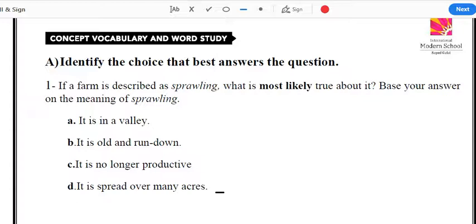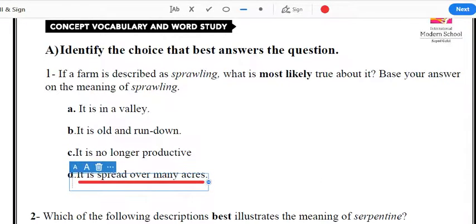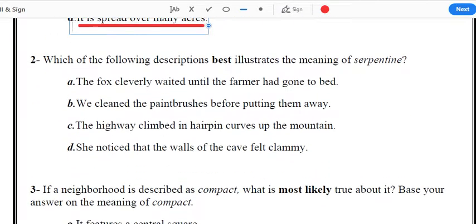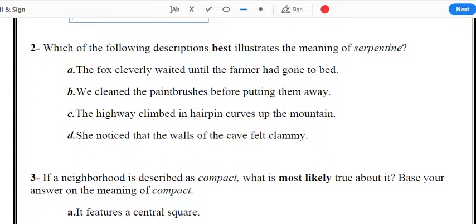As you remember, the meaning of sprawling means spreading. So the correct answer is it is spread over many acres. It's wide in size. Number two, which of the following descriptions best illustrates the meaning of serpentine?